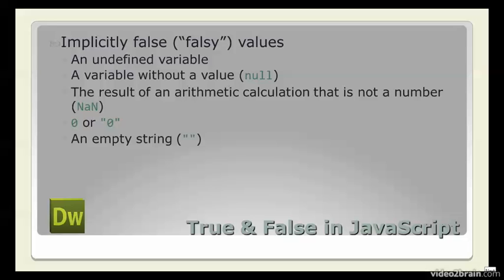So to recap, JavaScript regards the values listed here as false. All other values are regarded as implicitly true, or truthy. Understanding the concept of implicitly false and implicitly true values is central to working with JavaScript.